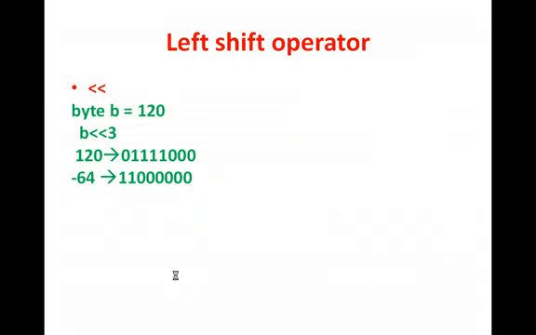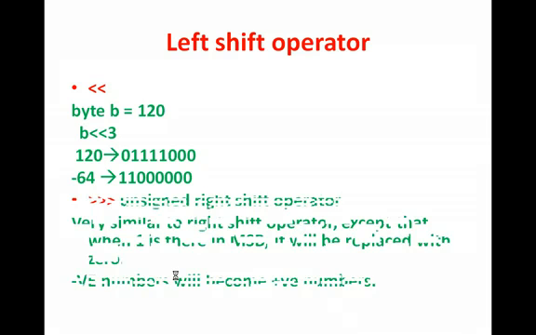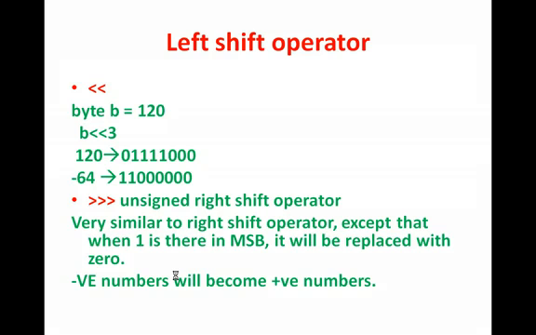Then coming to the left shift operator, you are telling the bits to move towards the left hand side. All the bits on the right hand side will be replaced with 0, and all the bits will be moving towards the left hand side. Here you cannot predict what kind of sign is going to come; it depends on the end result. So you can see here for a positive number I got minus 64 as a result.